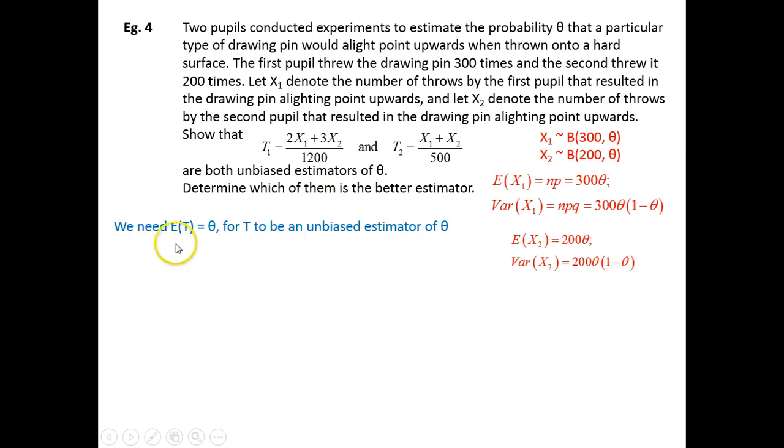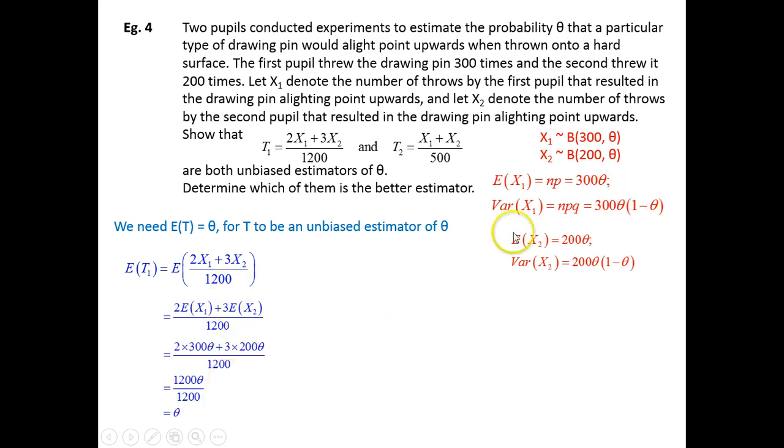Therefore, we need the expected value of T to be theta for it to be an unbiased estimator. So for T1, we can take the expectation in. It's 2 times the expected value of X1 plus 3 times the expected value of X2, divided by 1200. The expected value of X1 is 300 theta.